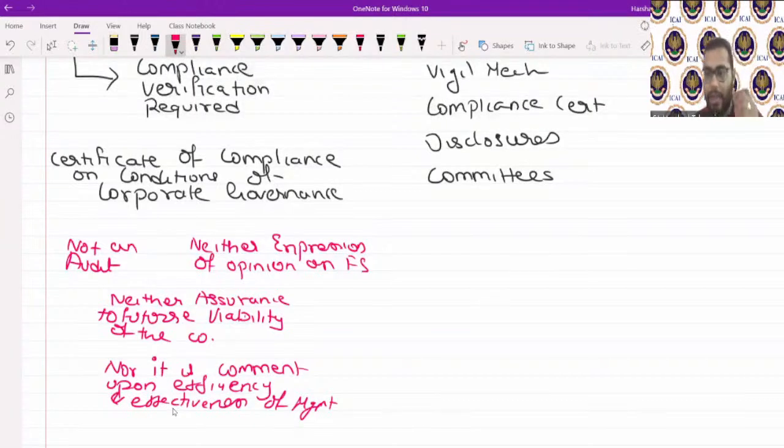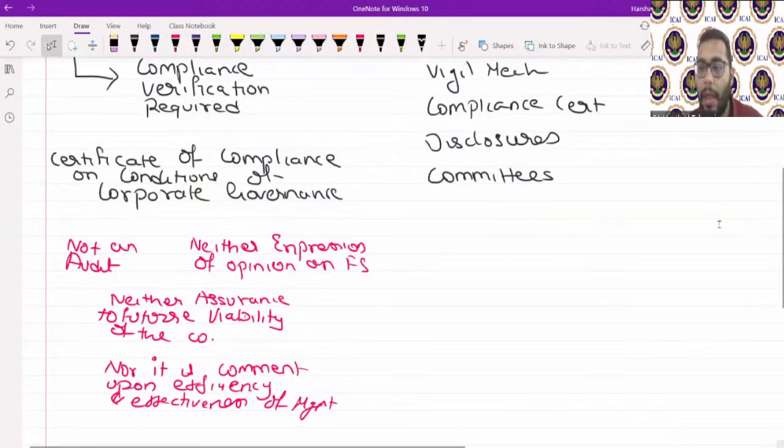Reason, because let's say for example today there is a condition of corporate governance that you should have this much of independent directors. Now, I say the company has complied with the conditions of independent directors on the board. So the board has half independent directors, condition complied, everything good. Is it an audit? No. Is it an expression of opinion on financial statements? No. Does it ensure that the future of the company is good because there are half independent directors? No. There is no surety.